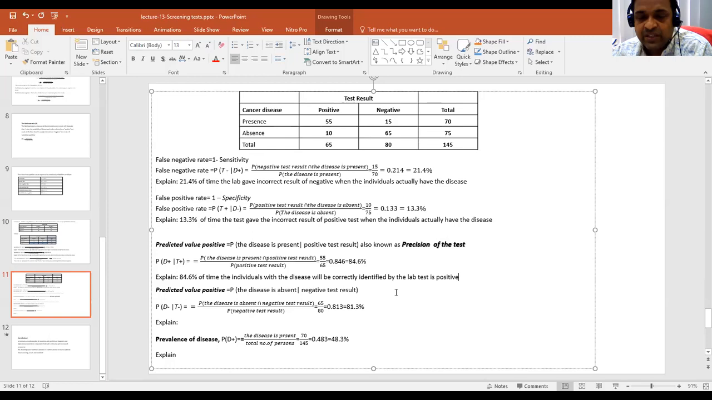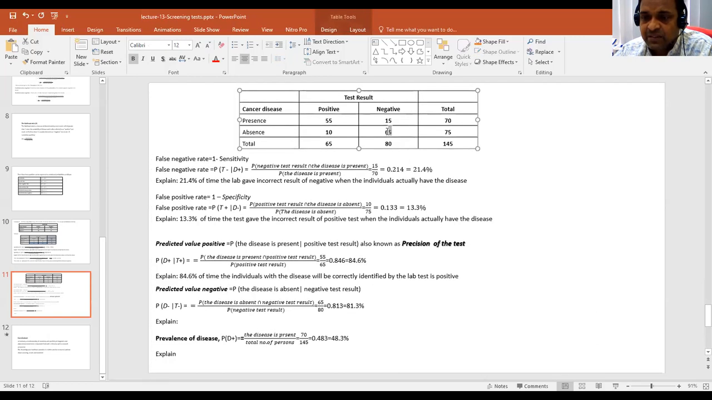And similarly, opposite of the predictive value positive, we can find the predictive value negative. This is nothing but that individuals who don't have the disease are also correctly identified by the lab, that is, the result is negative. So we know that this is nothing but the 65.